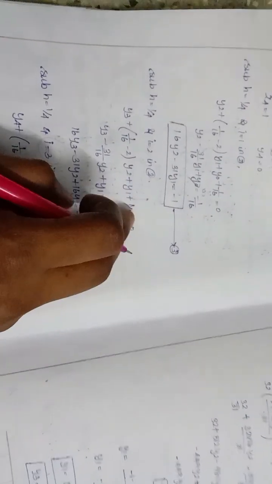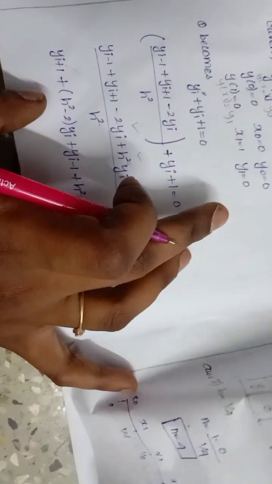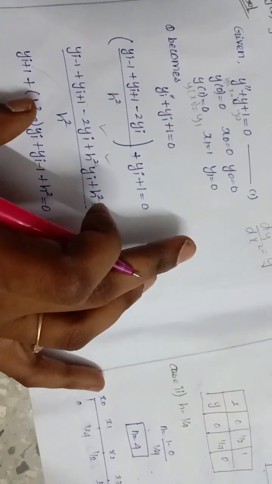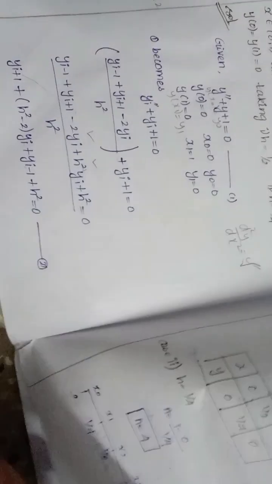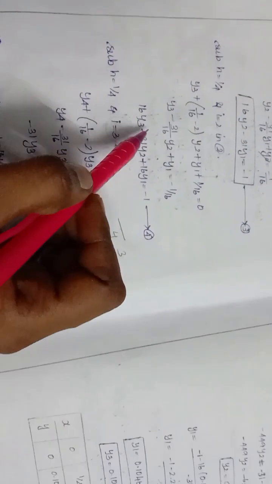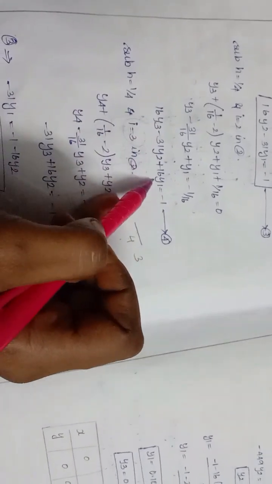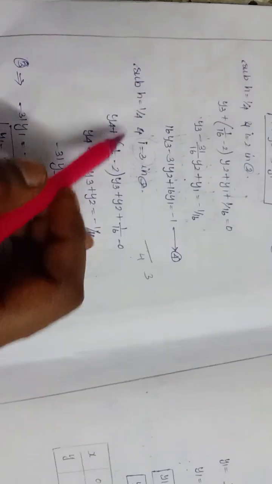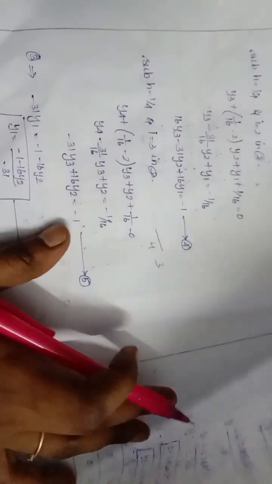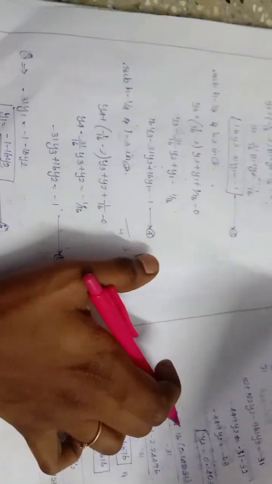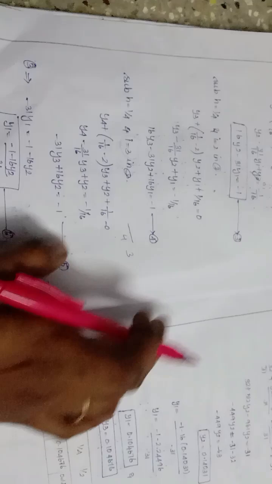To find this equation, we have to substitute i equal to 1, i equal to 2 and h equal to 1 by 4. If we simplify, we get 16 y3 minus 31 y2 plus 16 y1 equals minus 1, and with h equal to 1 by 4 we get minus 31 y3 plus 16 y2 equals minus 1. Consider these as the third equation, fourth equation and fifth equation.